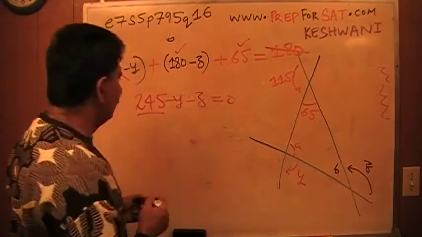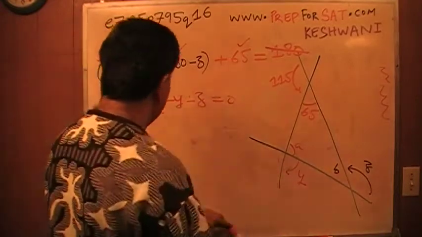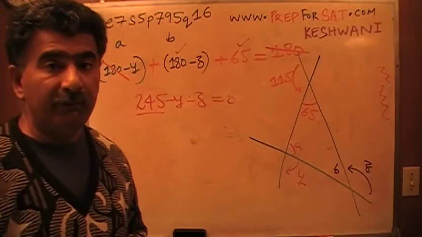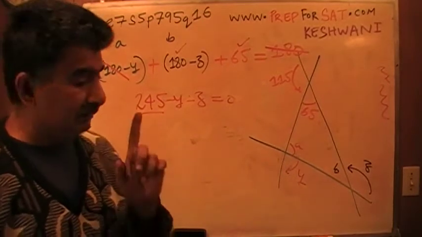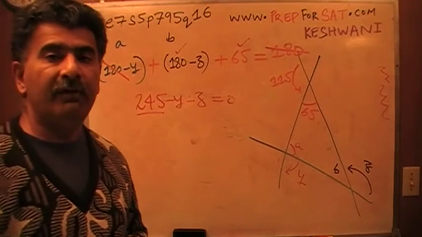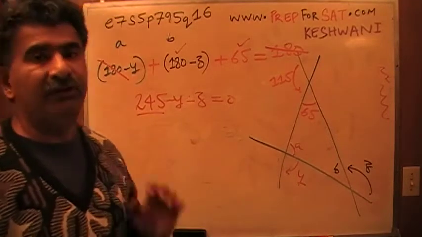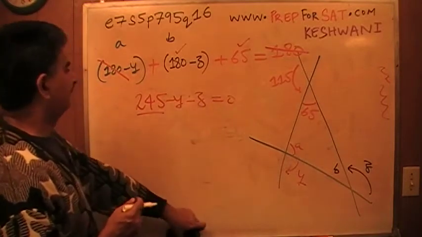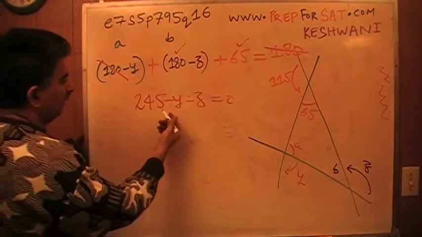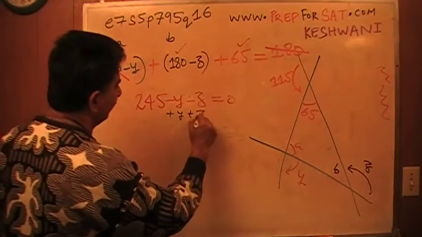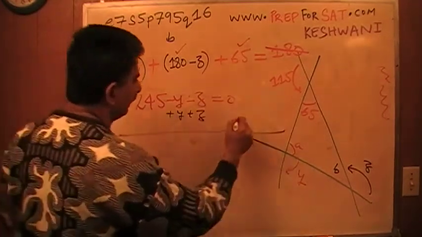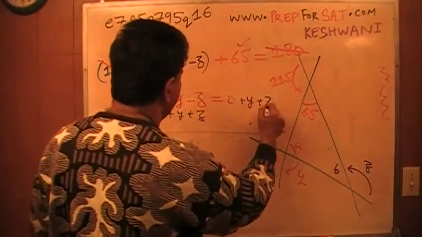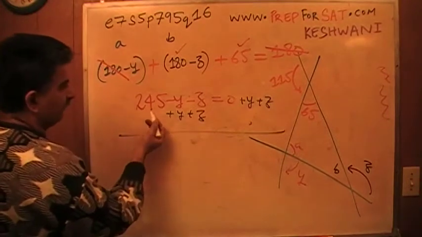I made a mistake. We do not want to find the value of y and z. I said it wrong. We are interested in finding the value of y plus z. Big difference. All you have to do is bring the y and the z on the other side. If you were to add y and z on this side, same thing here, you'll end up with 245 equals y plus z.